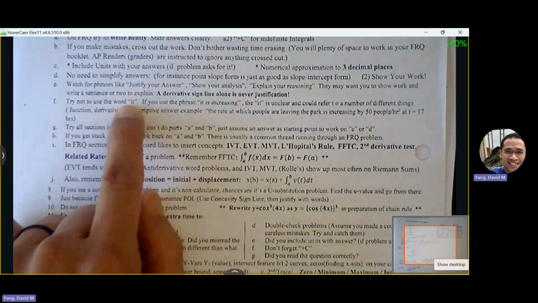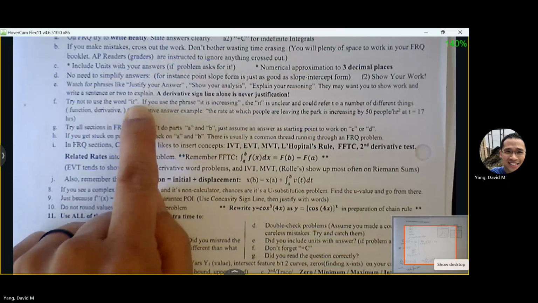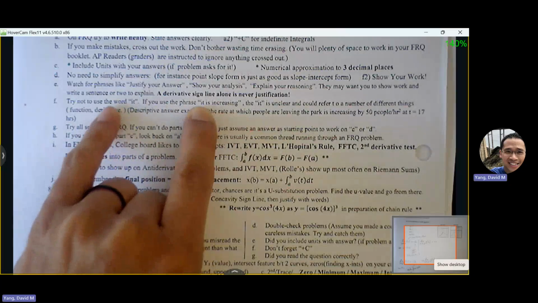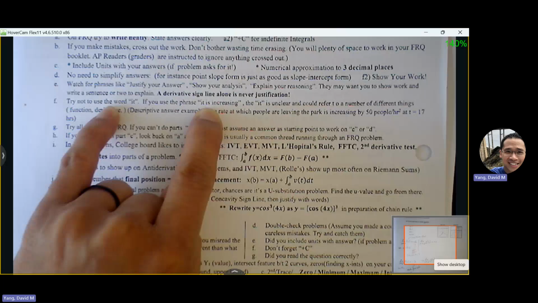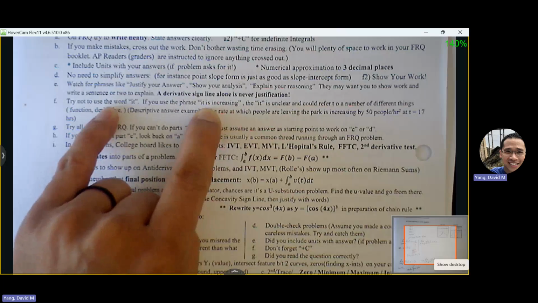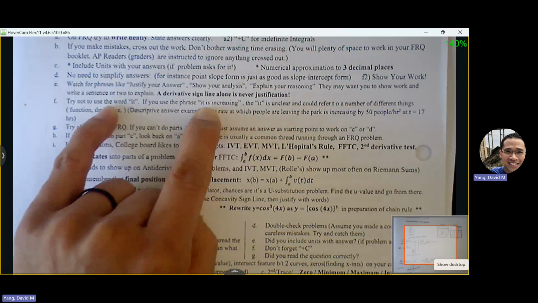Be careful how you use words when you're justifying answers in free response. You want to stay away from certain words. You want to stay away from very generic words. Don't say the word it. If you say it is increasing, they don't know what you're talking about. If you say the graph is increasing, they still don't know.